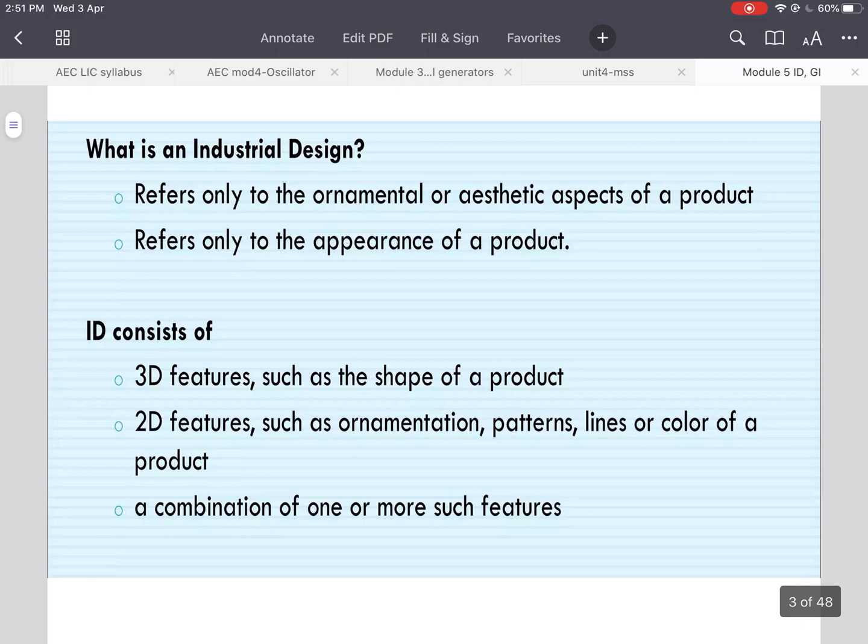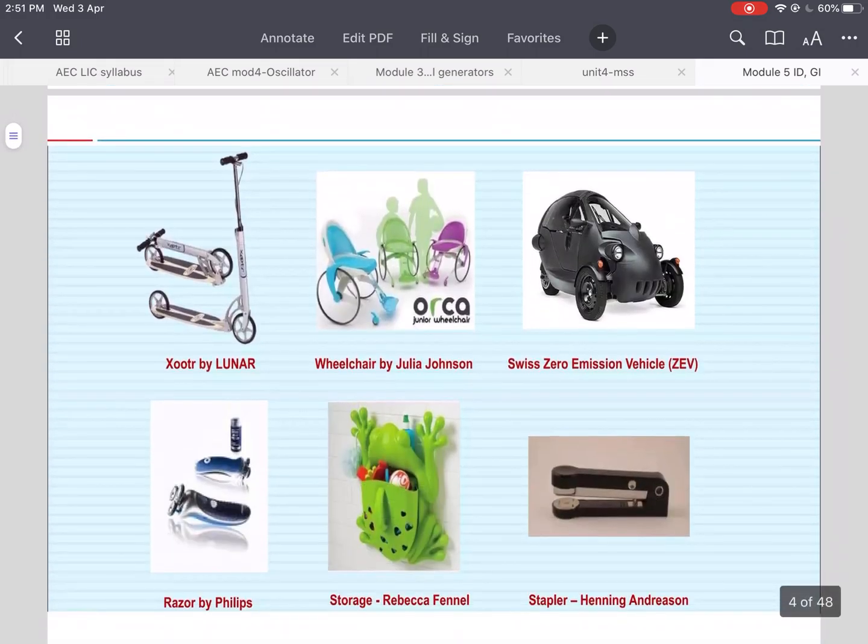What is industrial design? It refers only to the ornamental and aesthetic aspects of a product. It refers to the appearance of a product. What does industrial design consist of? It has 3D features, such as the shape of a product, 2D features such as ornamentation, patterns, lines or colors of a product, or a combination of one or more of these.